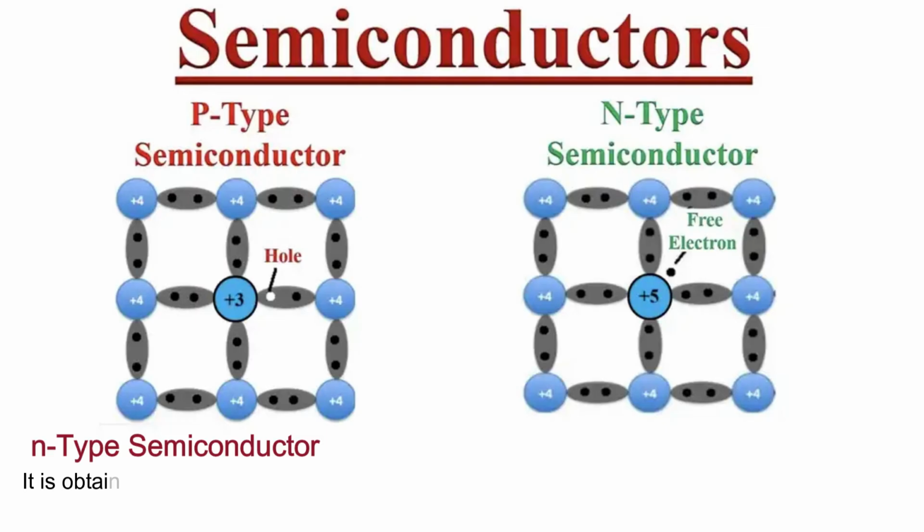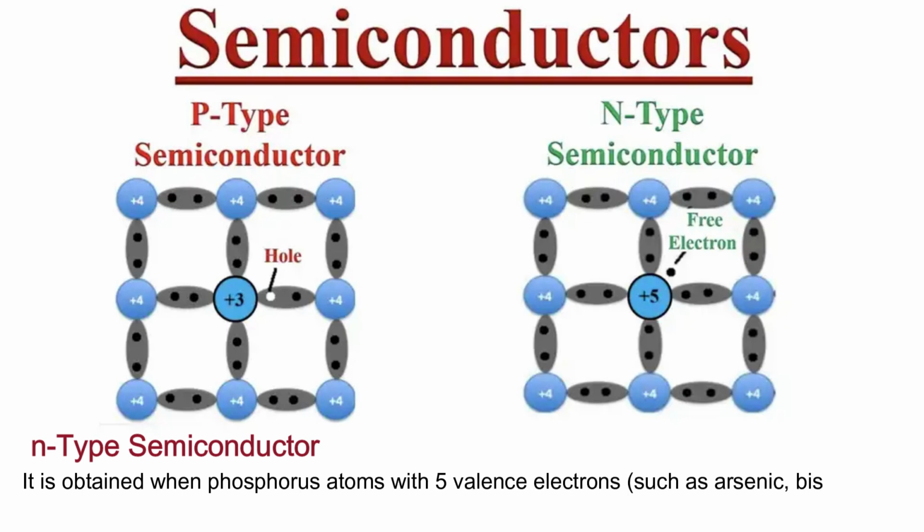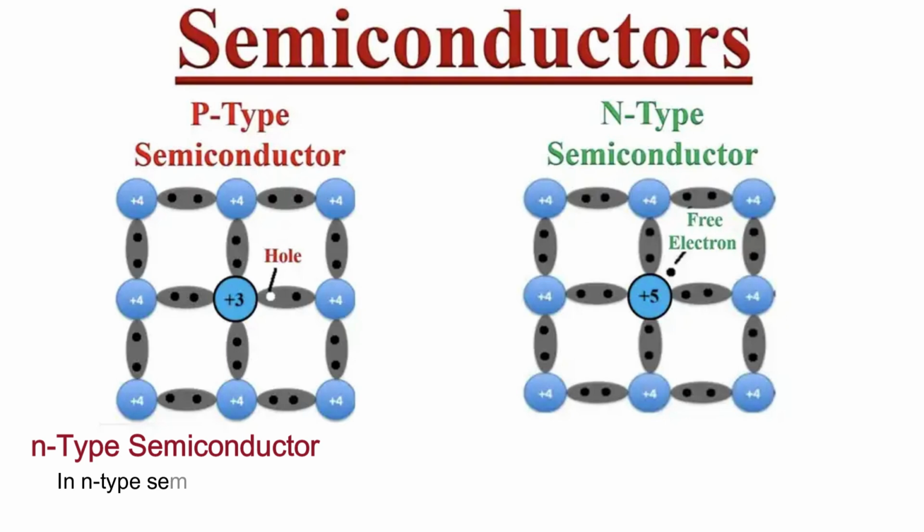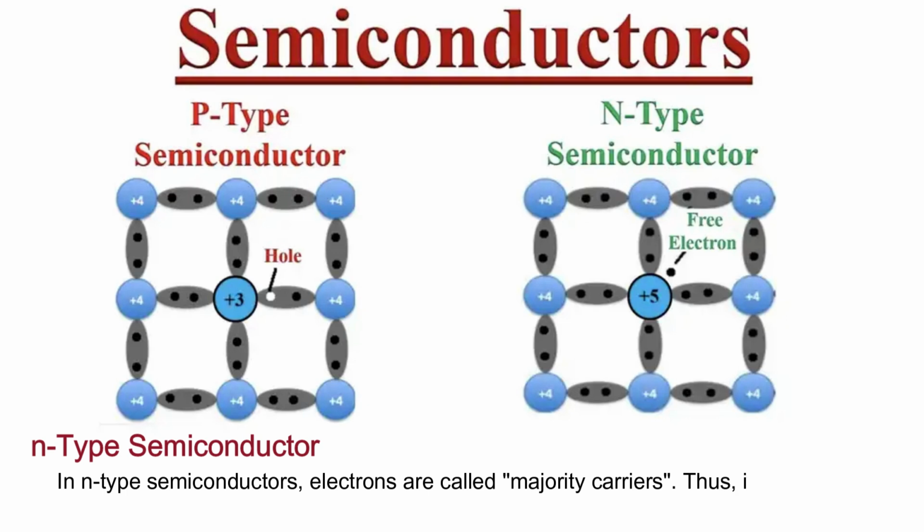It is obtained when phosphorus atoms with 5 valence electrons, such as arsenic, bismuth or antimony, are added to the silicon crystal in a certain ratio. In N-type semiconductors, electrons are called majority carriers. Thus, in the N-type material, the current carriers are electrons.